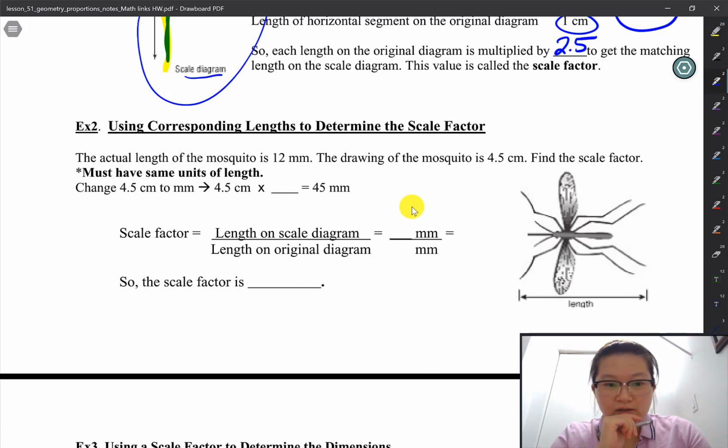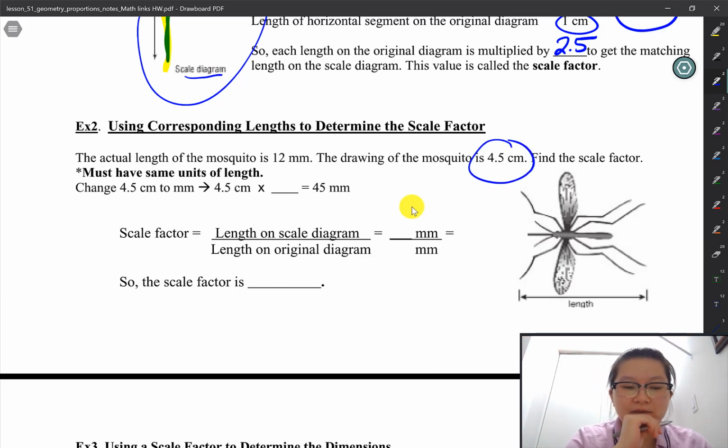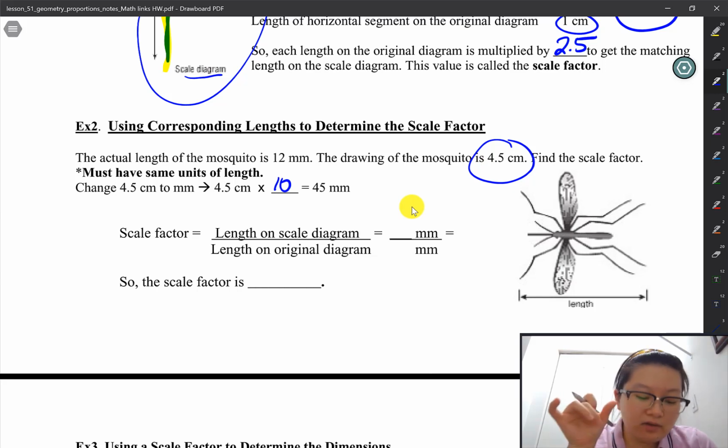So first things first, we need to convert the drawing of the mosquito, 4.5 centimeters, into millimeters. To convert centimeters to millimeters, remember what it was? If you were thinking of multiplying by 10, you are correct. So the length of the mosquito on the paper is 45 millimeters.